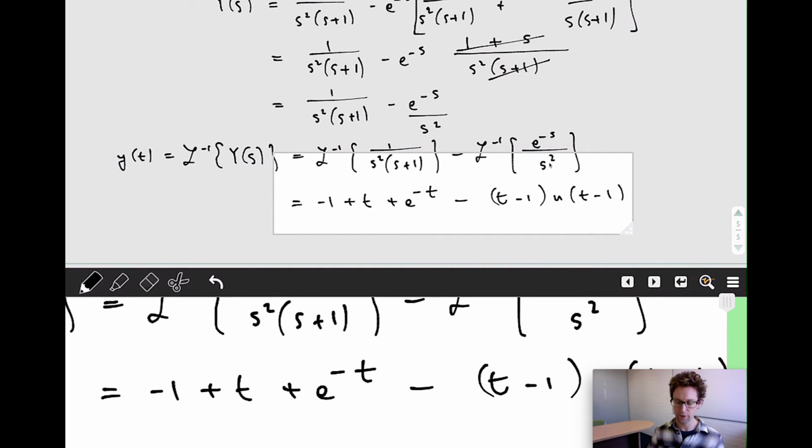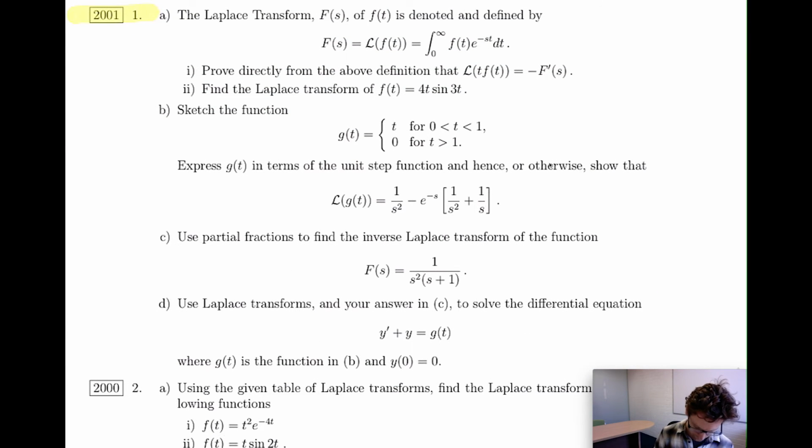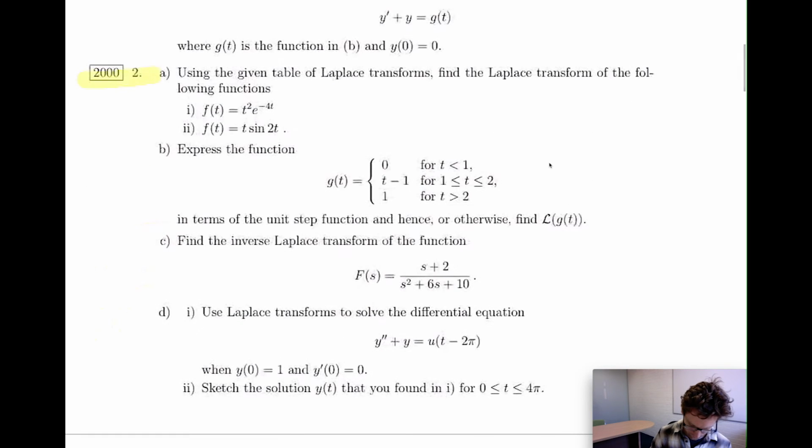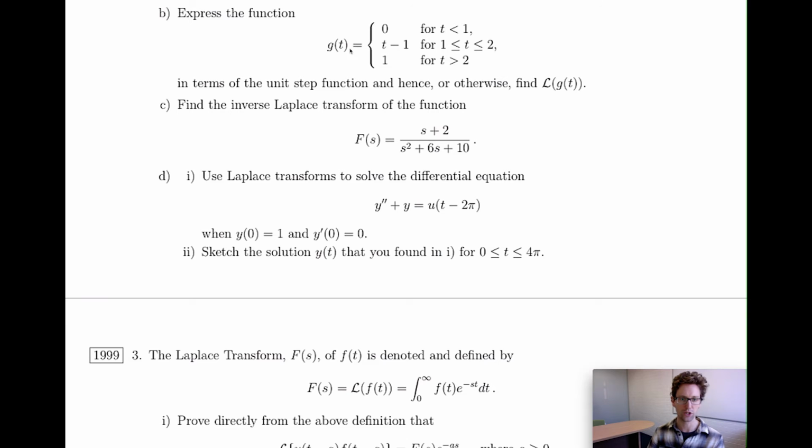Let's now take a look at another example, example 2, that involves, again, building up a couple of different steps so we can solve a differential equation. Again, I'm going to skip part A here. It's mostly just using your table of Laplace transforms. I'm going to move right along to part B. So we're given a function g of t. It's got some expression here. We're going to express this in terms of the unit step function and then find its Laplace transform. We're going to find an inverse Laplace transform that's going to prove very useful in the final part when we put it all together to solve the differential equation.